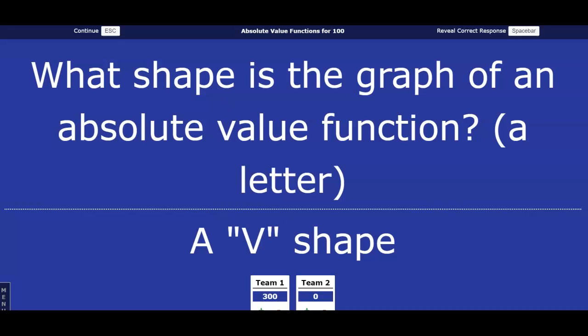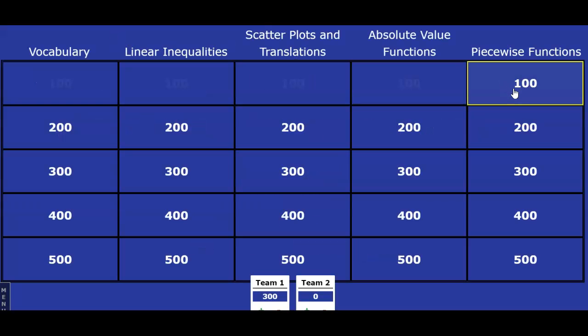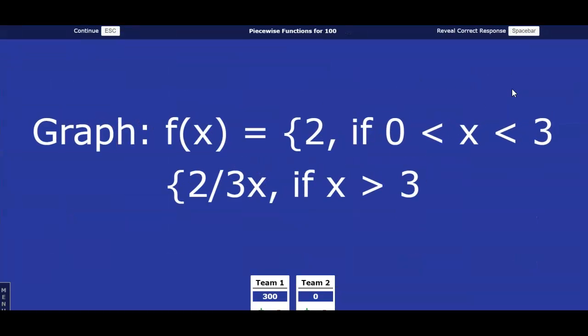Okay, Joseph and Reese. Give me a piecewise graph. If f of x equals 2 from 0 to 3, and then it's 2/3 x for x greater than 3. Pay careful attention to open and closed circles.